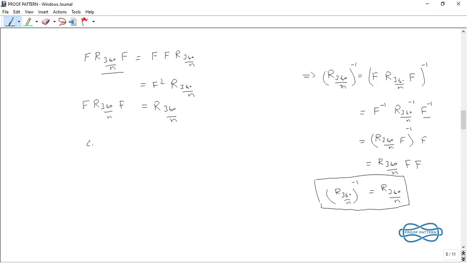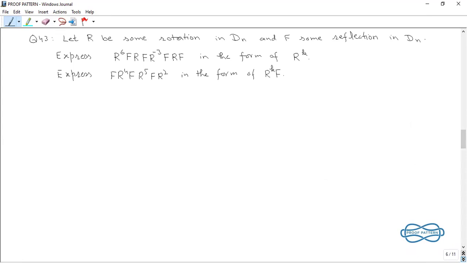So this is a contradiction, and this contradiction appears because we assumed that Dn is an abelian group. So Dn is non-abelian.